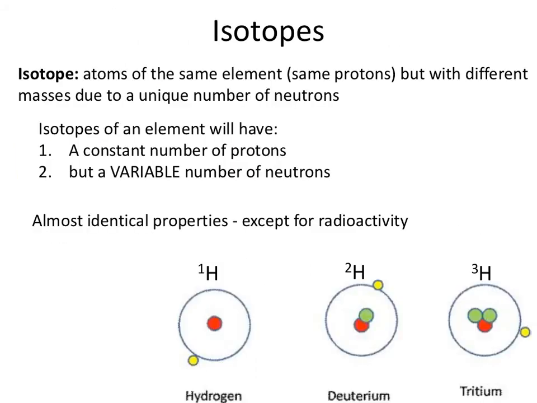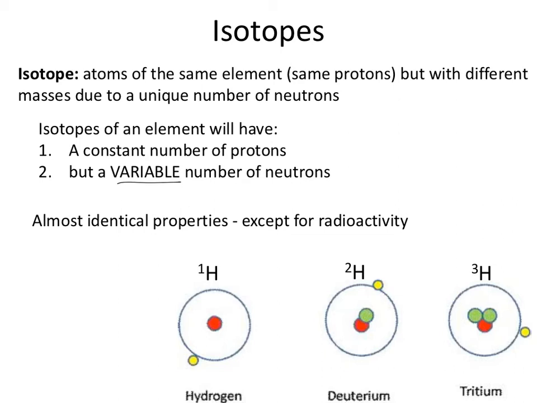Okay, so now let's go ahead and discuss isotopes. Okay, so guys, isotopes are atoms of the same element, so they have the same number of protons, but with a different mass due to a unique set of neutrons. Okay, so isotopes of a specific element are always going to have the same number of protons, but they have a variable number of neutrons. Okay, so basically, guys, this is just what occurs in nature. It's a naturally occurring phenomenon. We have isotopes of most of the elements that naturally occur. Now, that's not to say all of them naturally occur, but most elements do have isotopes.